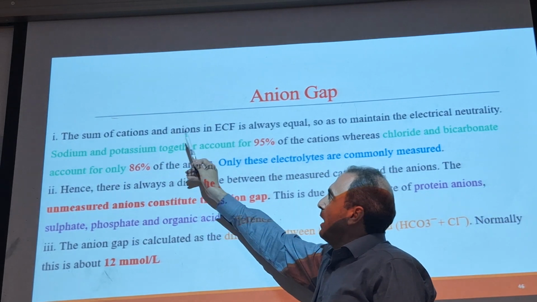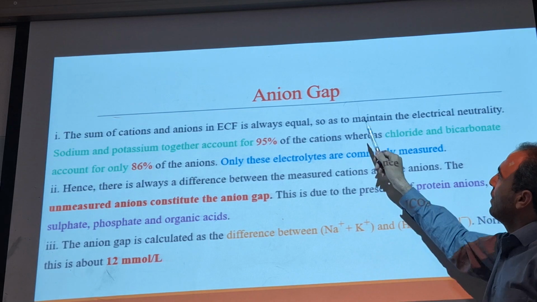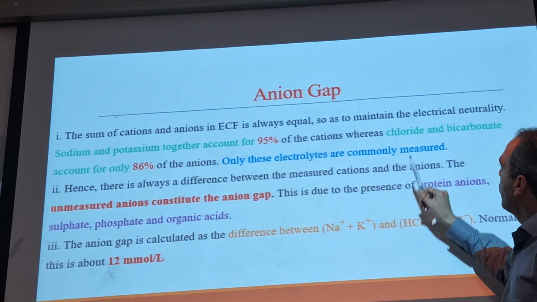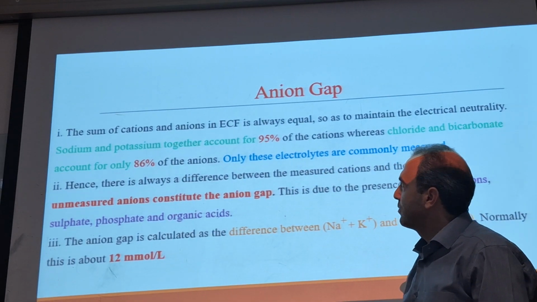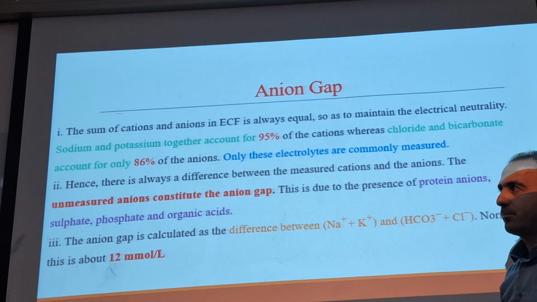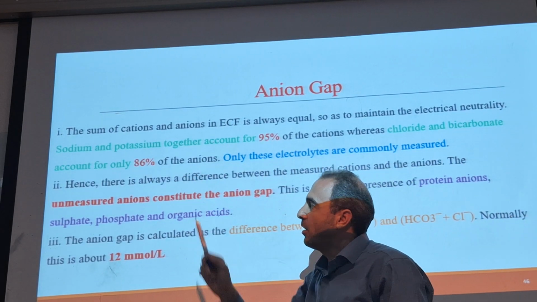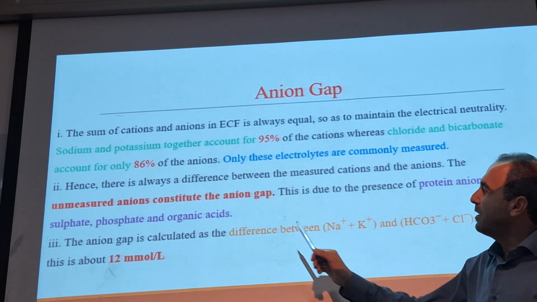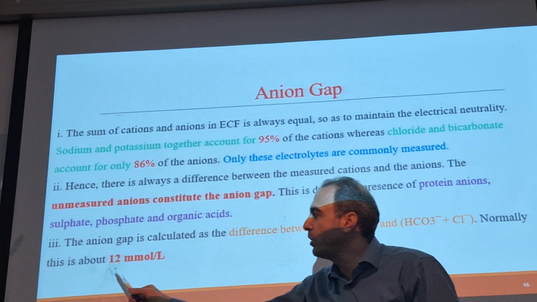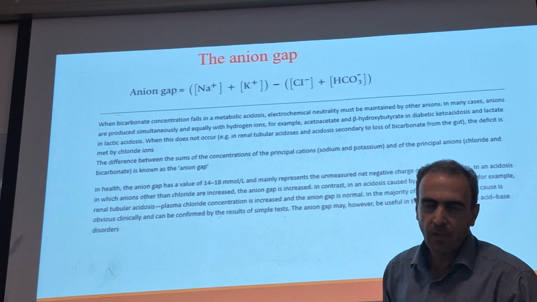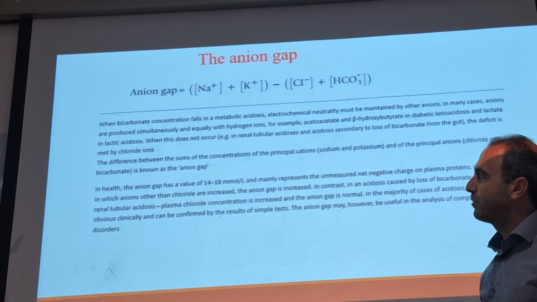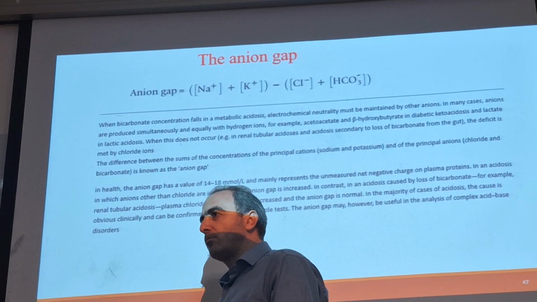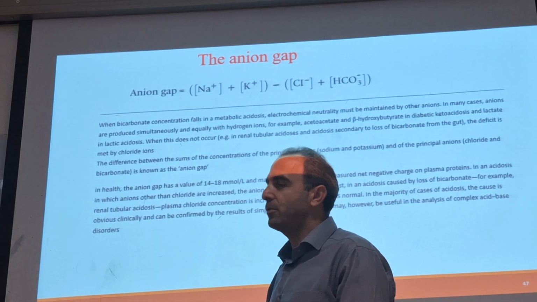The sum of cations and anions in the ECF are always equal. The sodium and potassium together account for 95% of the cations, but chloride and bicarbonate are equal to 86% of the anions. And we just measure these electrolytes. The difference between these cations and anions which are measured, we call the unmeasured anion or anion gap. This difference between sodium, potassium, and chloride and bicarbonate is equal to 12 millimole per liter, usually. But sometimes we have an increase in anion gap, and sometimes we have a decrease in anion gap, both related to metabolic acidosis.